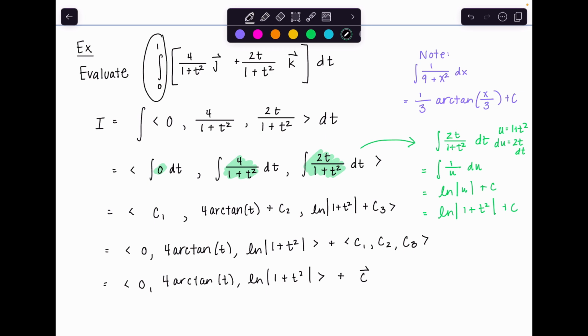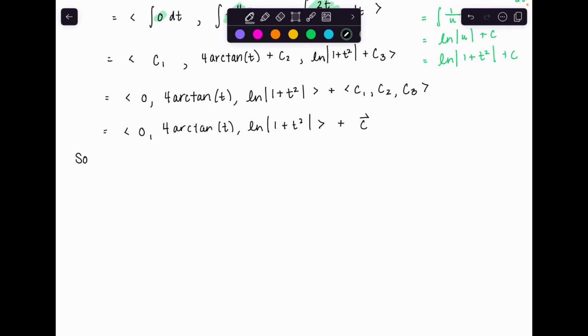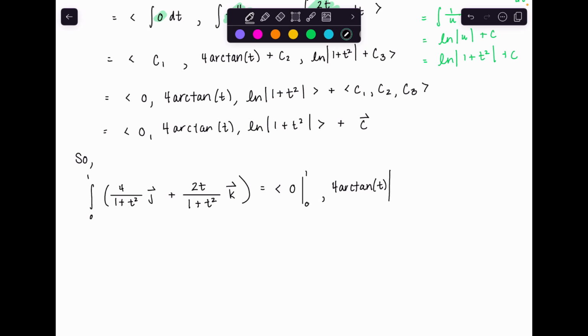Now all I'm doing is adding these bounds from 0 to 1, but that involves the antiderivative. So to show you all of this, now we can get our definite integral. If we integrate from 0 to 1 of 4 over 1 plus t squared j plus 2t over 1 plus t squared k, it's really taking the first antiderivative, evaluating it from 0 to 1, the second antiderivative, evaluated from 0 to 1, and then the third antiderivative, evaluated from 0 to 1.